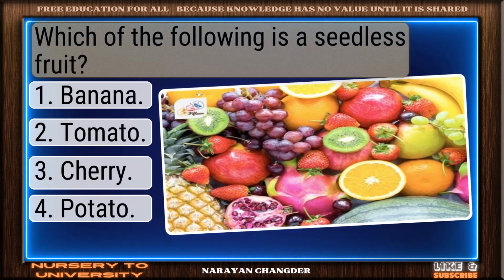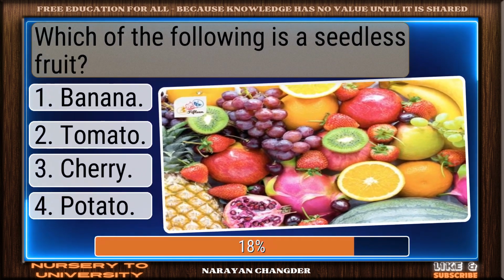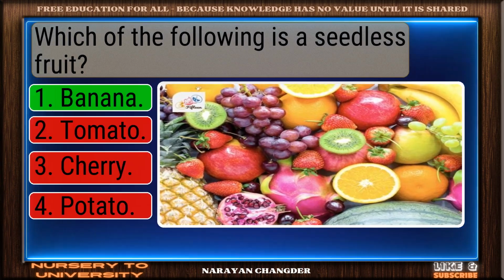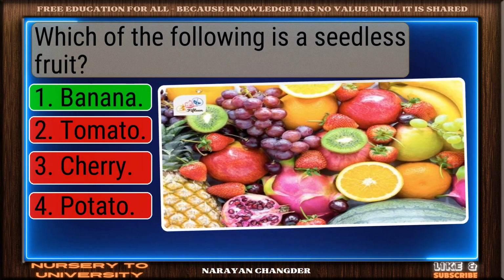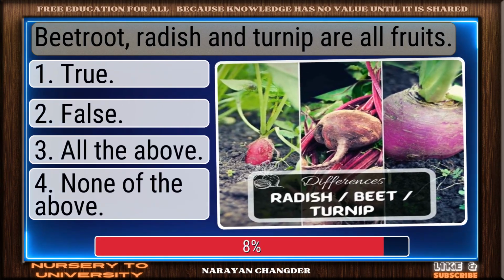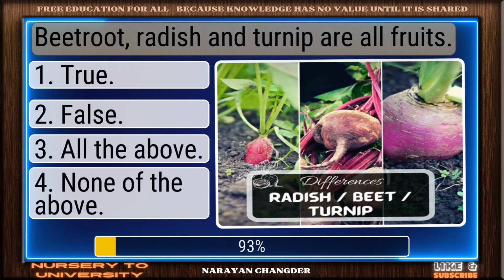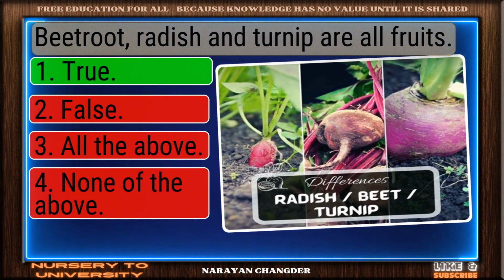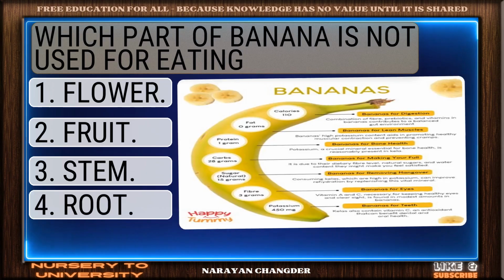Which of the following is a seedless fruit? You're right. Banana is the correct answer. Beetroot, radish, and turnip are all fruits. Exactly. True makes sense and it is right choice.